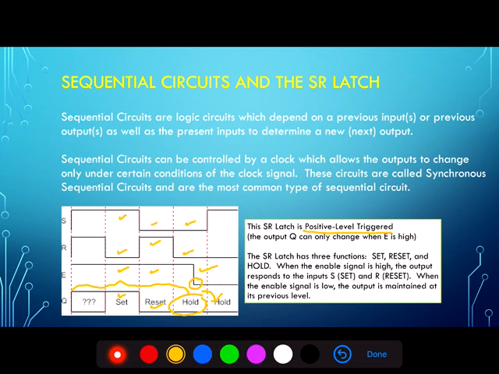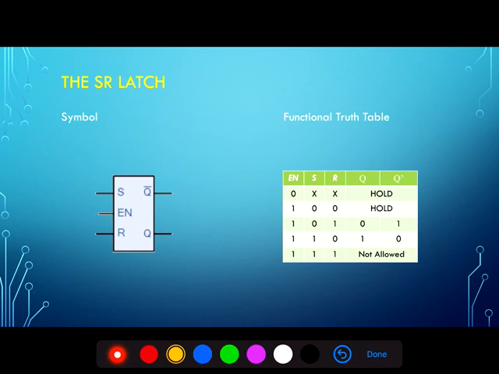So let's take a look now at what that looks like in terms of our symbol and our truth tables. The symbol for the SR latch shows an enable signal. In this case, since there's no inversion symbol where enable is located, that means that the latch is positive level triggered and will only change when the enable signal goes high.